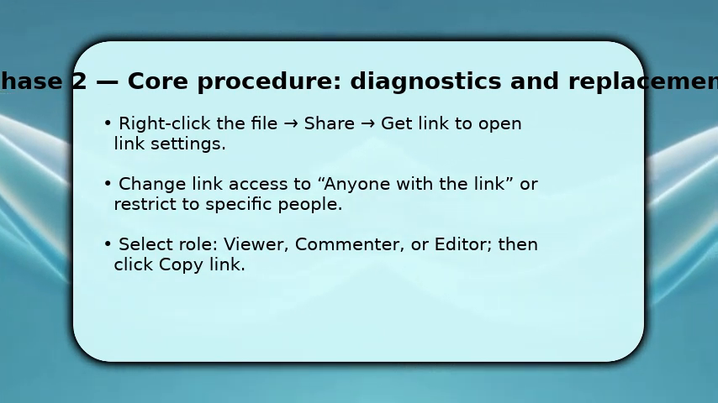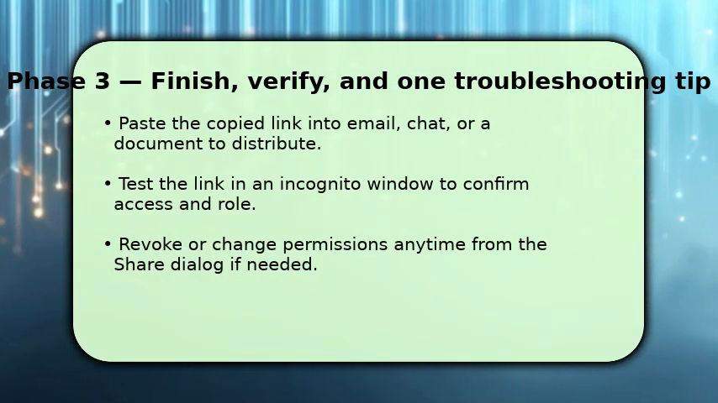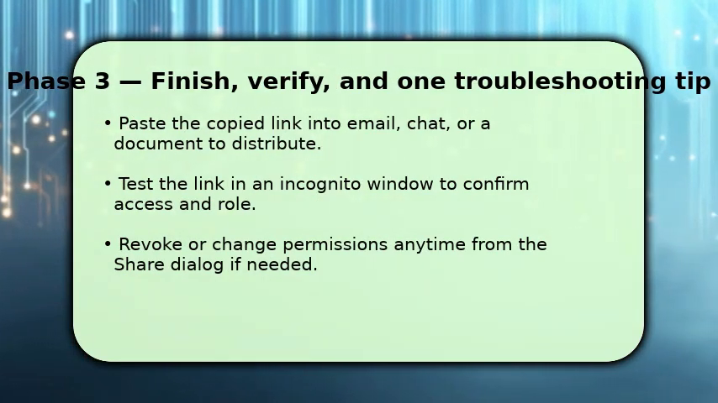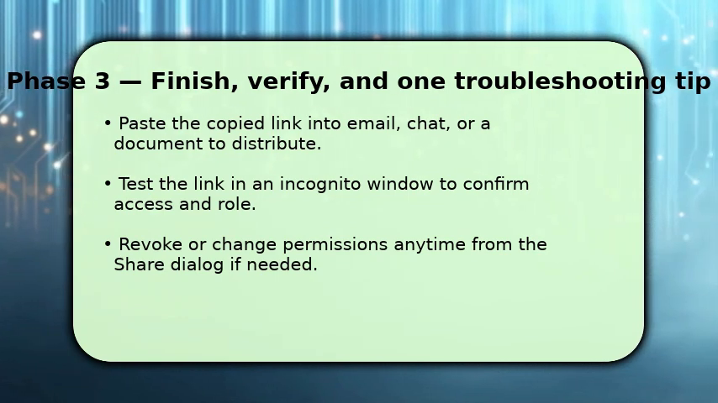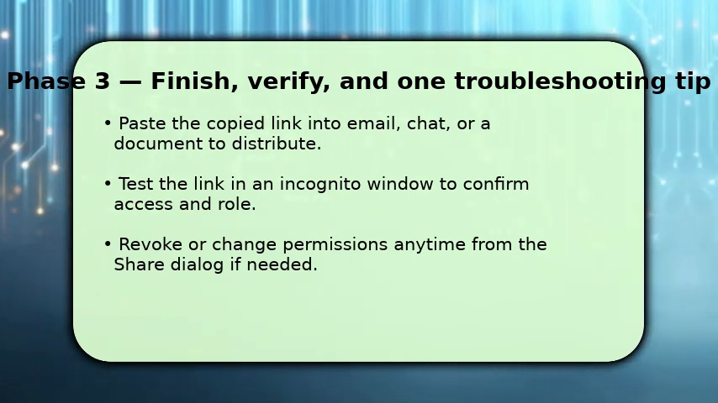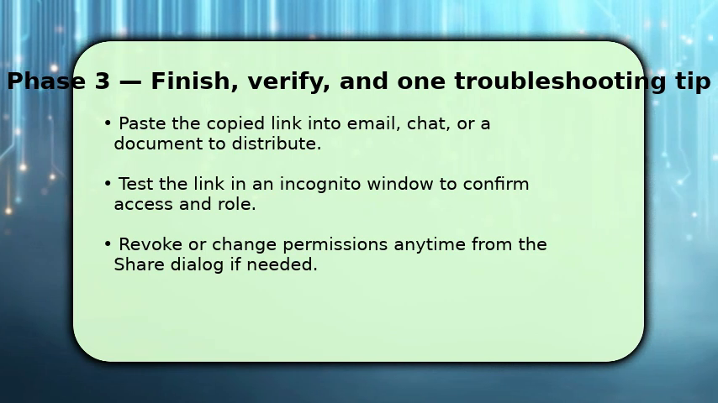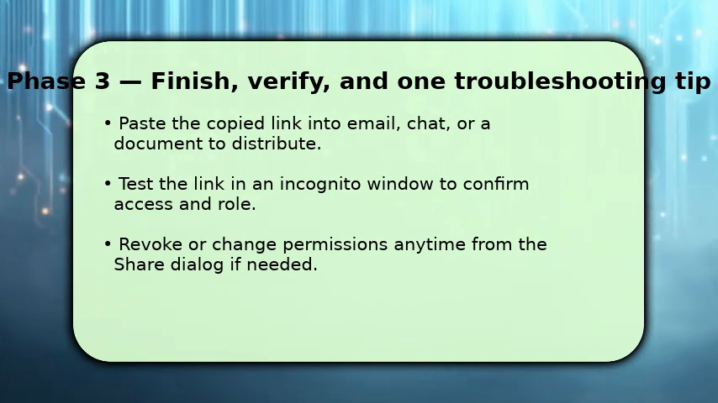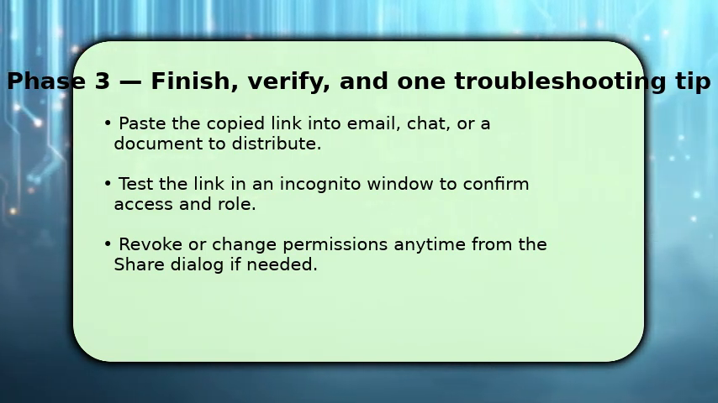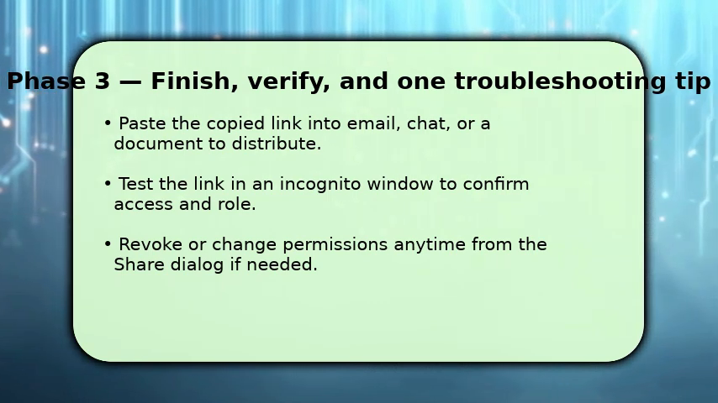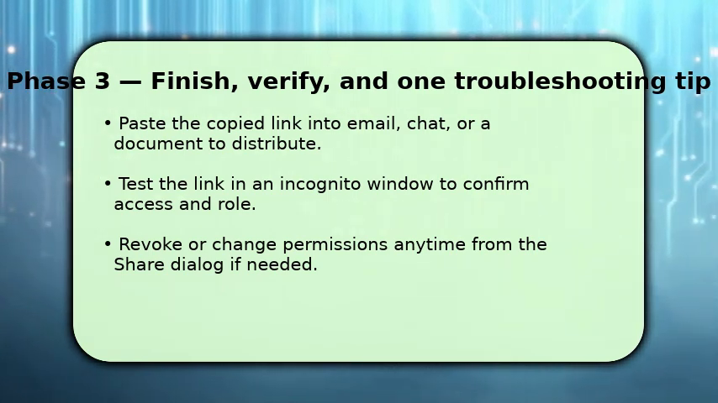You finish by pasting the link into an email or message and sending it to recipients. Once sent, test the link in an incognito window to confirm the access level and that the file opens correctly. This verifies viewer versus editor behavior. If someone can't access it, return to Share and either add their email directly or change link scope.